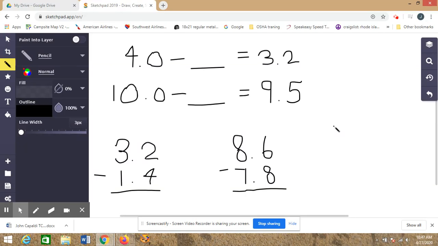Good morning, guys. We're going to keep subtracting tenths today, but we're going to work with just a little bit bigger numbers now. It'll be the same kind of thing where you'll get the whole number, and you'll find out how many tenths you need to take away to get the answer. So if I have 4 ones, 4.0 minus what equals 3 and 2 tenths? So what is it? If I was counting down from 4.0 to get to 3.2, I would need 8 tenths.